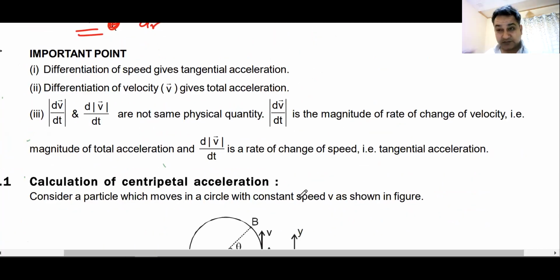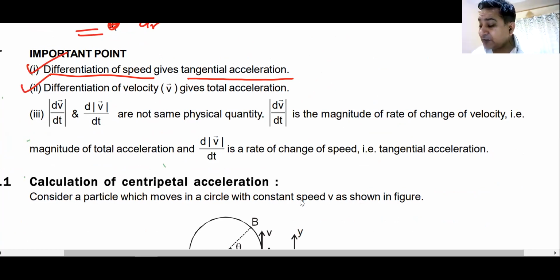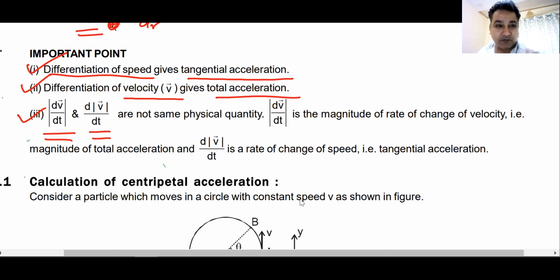Important points that are going to make a lot of difference. Differentiation of speed: if you differentiate speed, you will get tangential acceleration. Very important point. Differentiation of velocity gives total acceleration. Very important point. This is the magnitude of dv by dt. This is the derivative of the magnitude of velocity. Both are different.